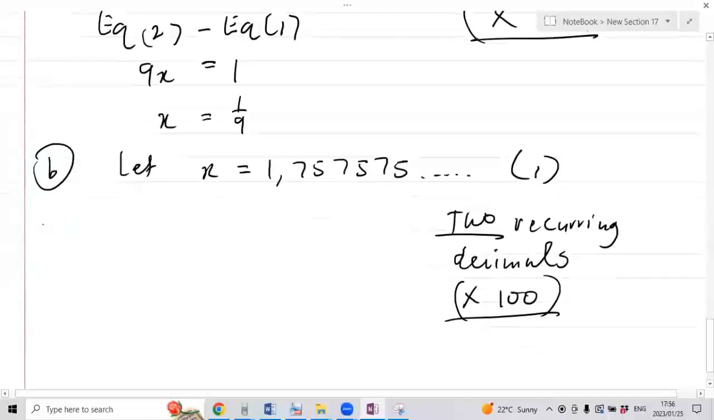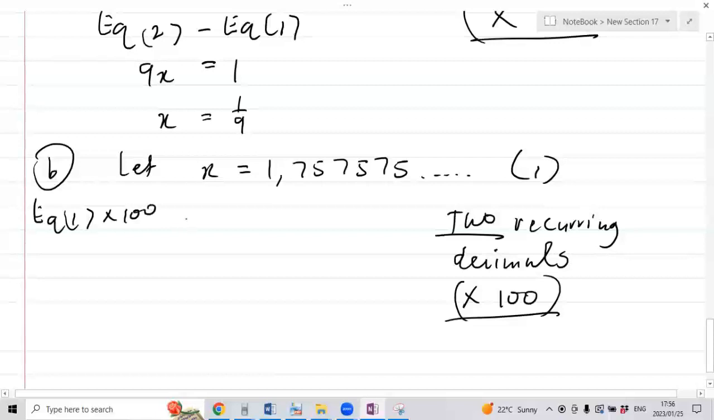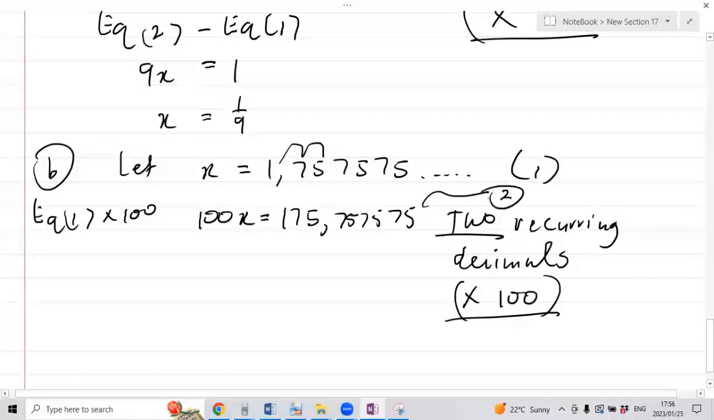So let's take equation 1. Multiply that by 100. So we'll get 100x equals, move it 2 places to the right, and you'll get 175.757575. And now we're going to call that equation 2. And similarly to what we did in the first example, we're going to take equation 2 and subtract equation 1.